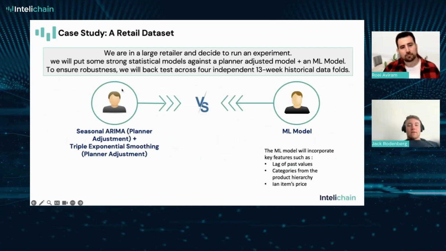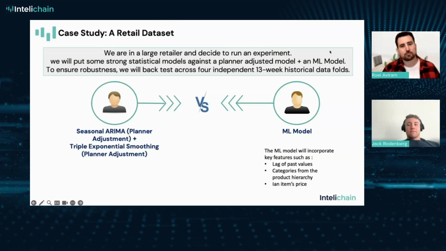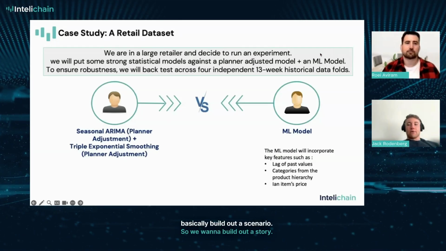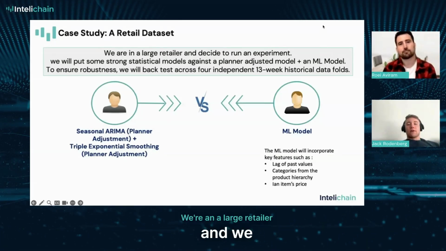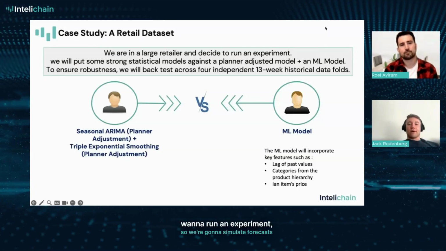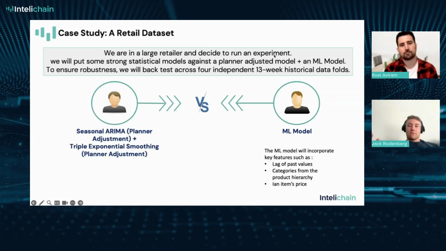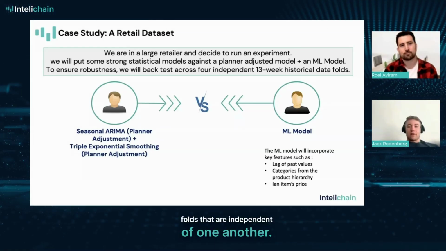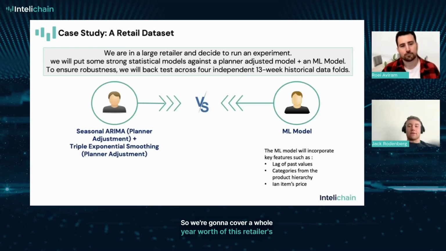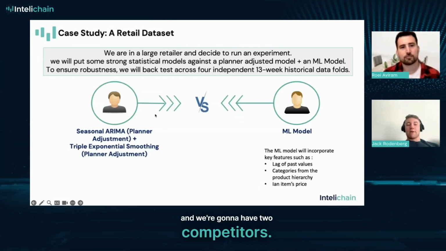So first, we're going to basically build out a scenario. We want to build out a story. We're in a large retailer and we want to run an experiment. So we're going to simulate forecasts over a year in 4 13-week folds that are independent of one another. We're going to cover a whole year's worth of this retailer's history, and we're going to have two competitors.